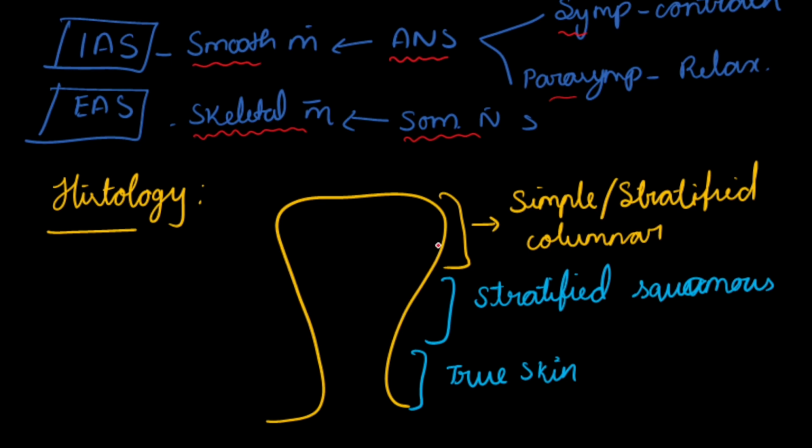And now regarding the histology, the upper part of the anal canal is lined by simple columnar epithelium, the middle part is lined by stratified squamous epithelium, and the lower part is lined by true skin.